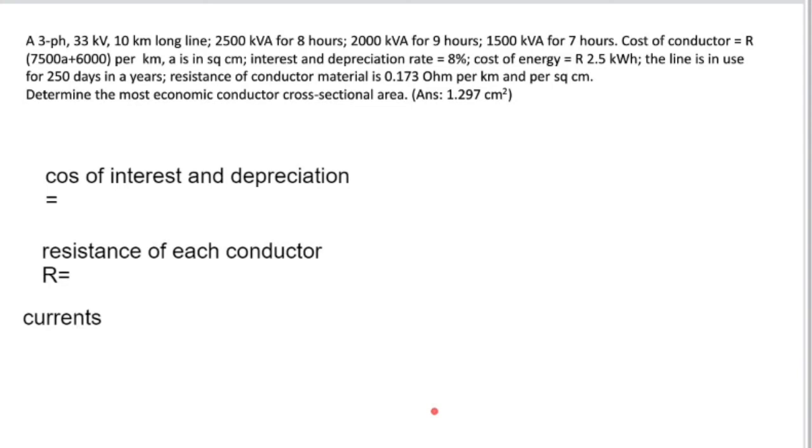Am I so fast? Yes, you are fast. R is equal to rho L over A. Suddenly, I'm not in grade R. Sorry. Third year. You need to be fast and you're studying electrical engineering.